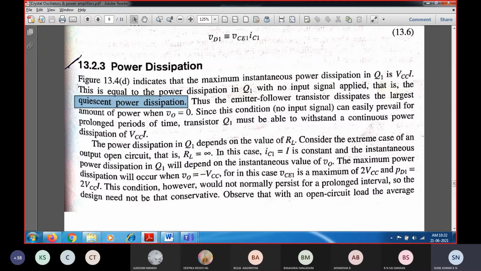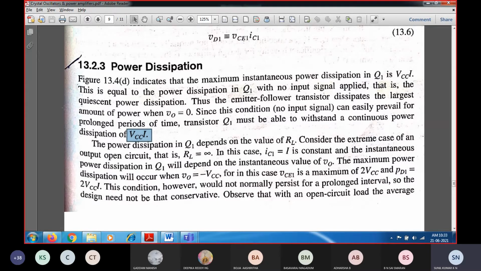So the emitter follower transistor dissipates the largest amount of power when V0 is equal to 0. That means what? V0 equal to 0 means obviously there will be no output signal, right? So when the output voltage is 0, you will be getting the maximum power dissipation. Since there is no input signal, it can prolong over the time. So transistor Q1 can have a continuous power dissipation of VCC into I. If you are not applying an input signal, you will have a constant continuous power dissipation. That is nothing but a static power dissipation because of the power supply itself. So that is about the power dissipation.